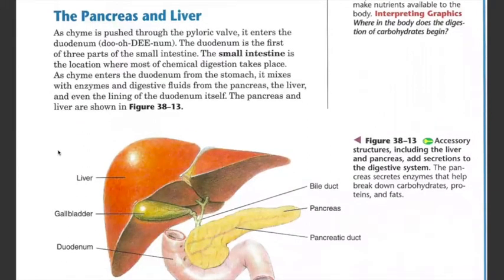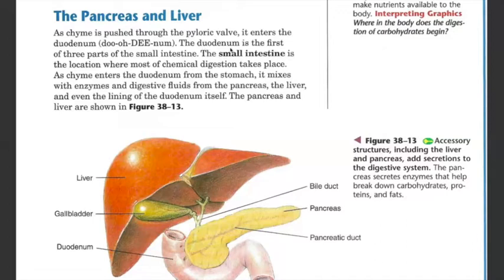At this point, we should be in the small intestine, but the small intestine is going to use a bunch of chemicals that come from what we call accessory organs. So let's read up on those accessory organs first, the pancreas and the liver. As chyme is pushed through the pyloric valve, it enters the duodenum. You remember in the notes, I pronounced it the duodenum. Both words are technically correct pronunciations. All right, go with the one you choose that you like.